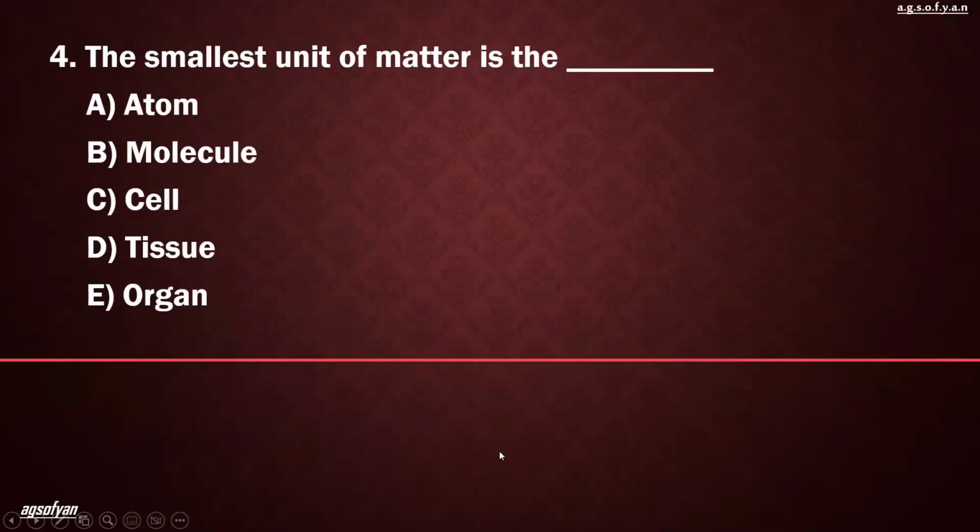You ready? The smallest unit of matter is an atom. Got it. The smallest unit of life is a cell.